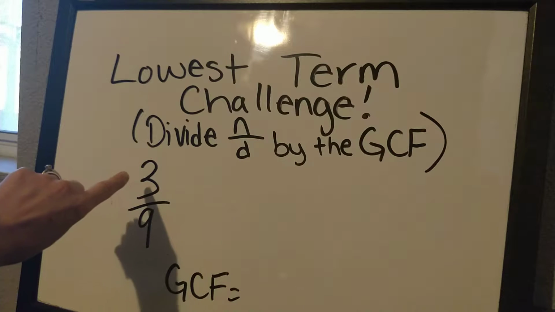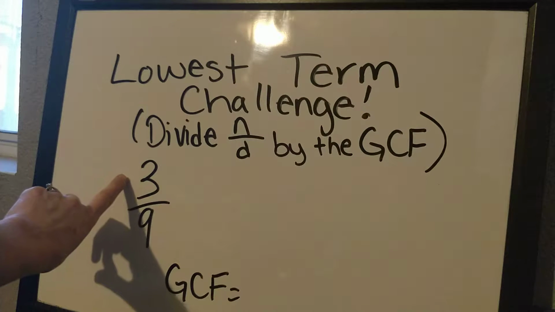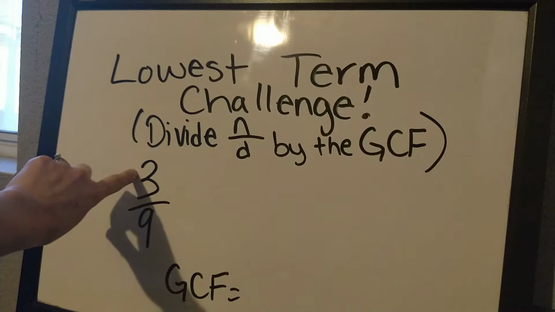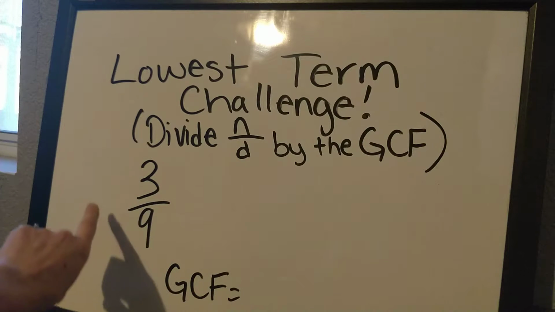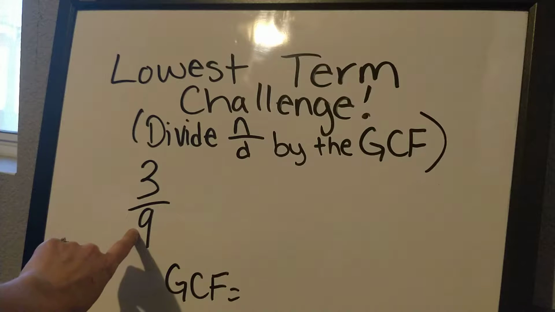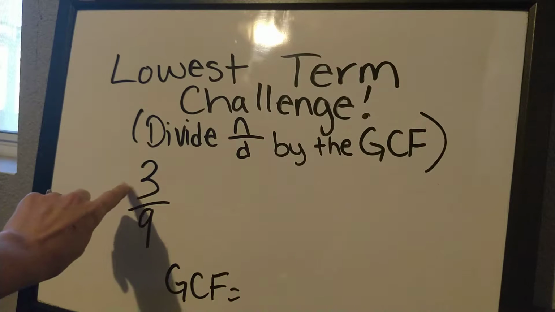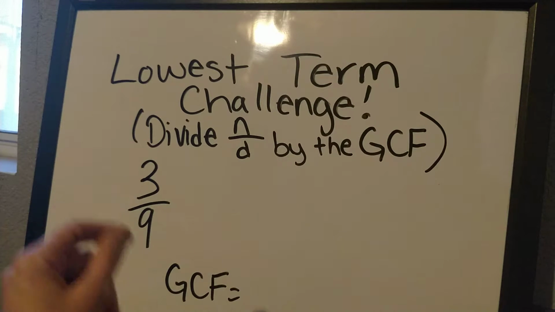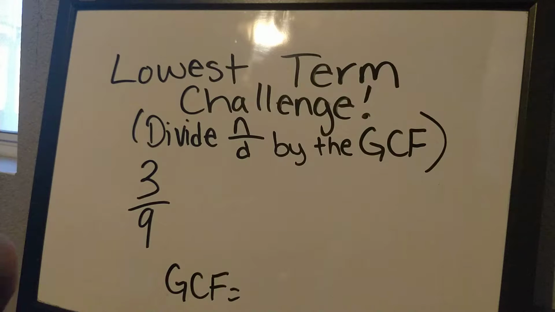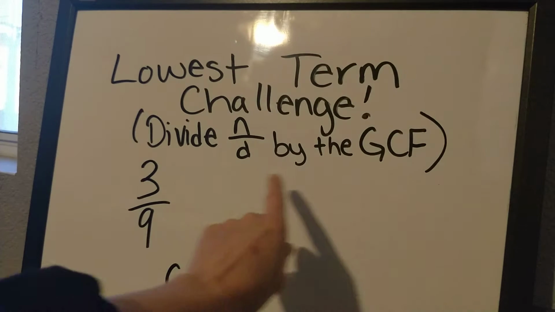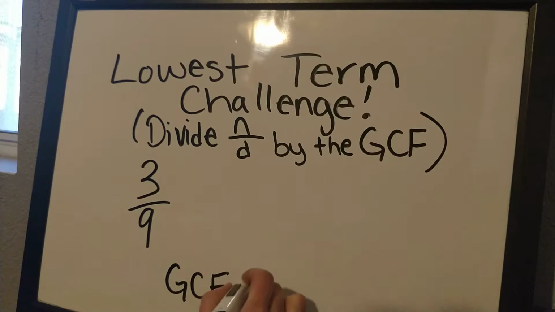Sometimes, here's a little clue, here's a tip. If the numerator is a factor of your denominator, guess what? That is the GCF. What? You mean I can save steps? Yes, sometimes, not always. Sorry, guys. 3 is a factor of 9, so guess what? That is my GCF. Boom.